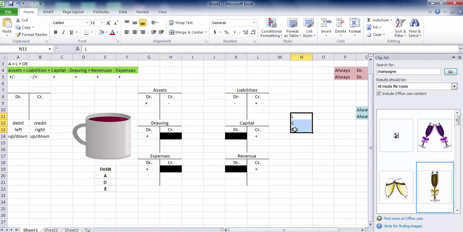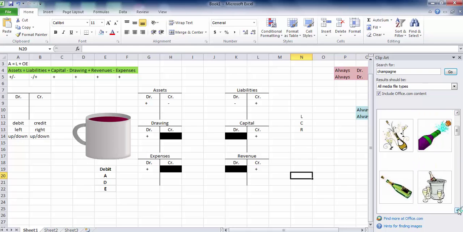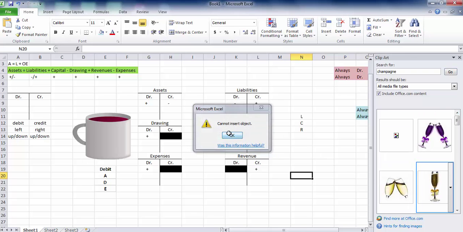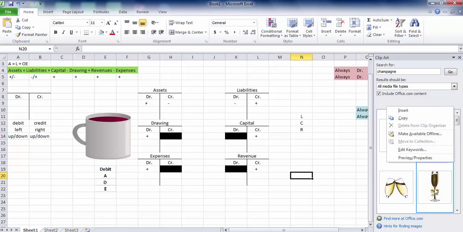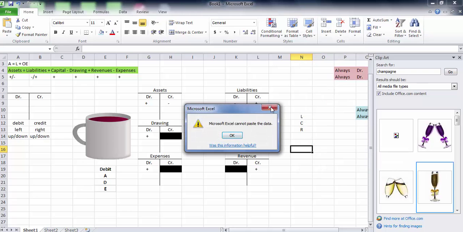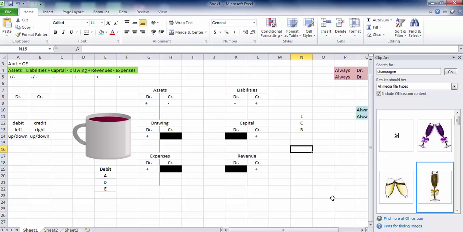So on this side, I have my liquor accounts. It's just an easy way to help you remember L for liabilities, C for capital, and R for revenue. And we've got our debit aid accounts, we've got our liquor accounts. Let me just try one more time here. It just won't let me insert it. How funny is that? Never had this problem before. Copy and paste. Oh well, I've tried a few times, it's not working. So we've got debit aid and liquor.